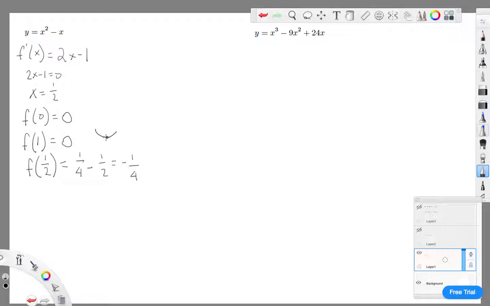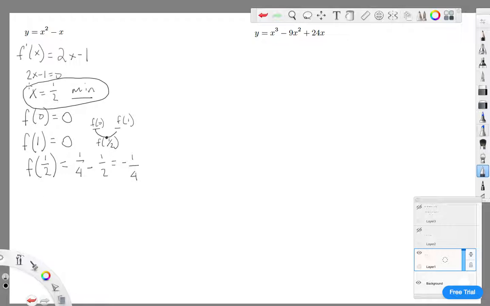our function has, so here would be f of 0, and then over here would be f of 1, and then here would be f of 1/2. So we have a minimum here. Minimum at x equals 1/2.